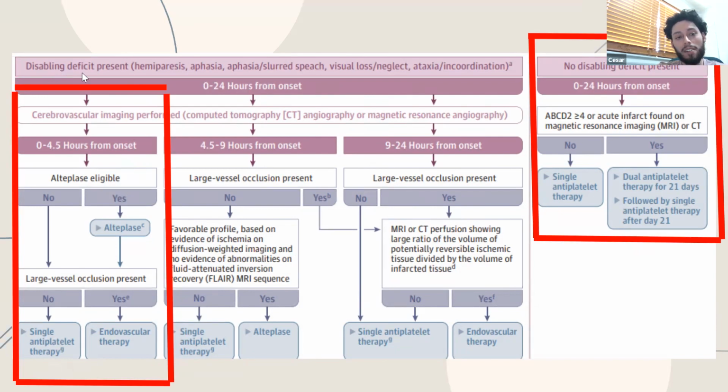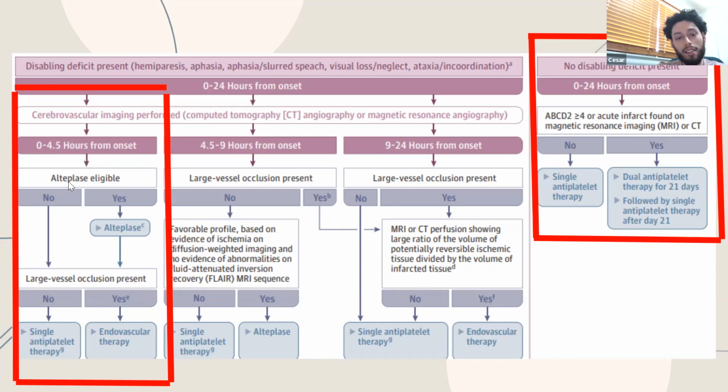So first of all, providers, neurologists are going to assess whether the patient has a disabling deficit present. What I mean by disabling deficit present is that they have those symptoms that I mentioned before: the loss of coordination, balance, visual loss, slurred speech, inability to communicate or understand speech or express. That's what aphasia is. So what's done next is a CT scan or MRI to see if there's any abnormalities going on in the brain, if there's a clot, if there's bleeding.